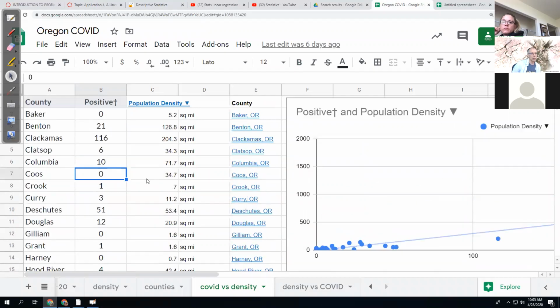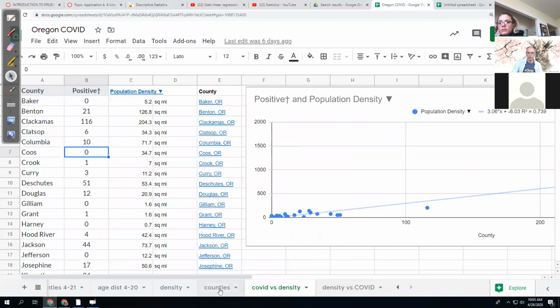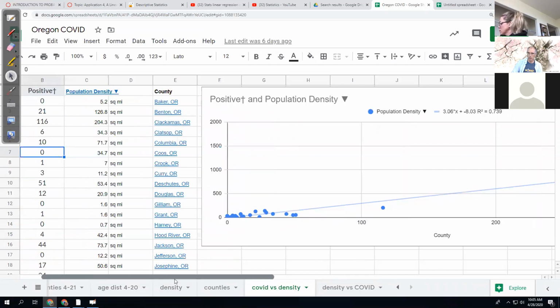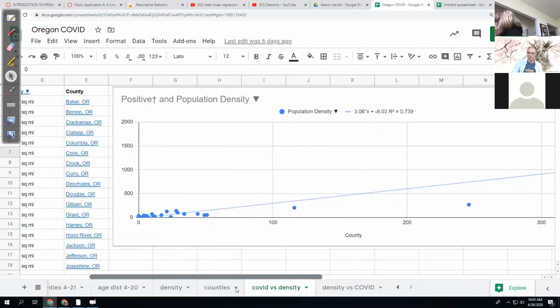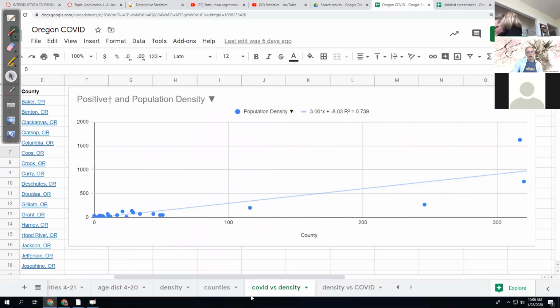So if you try to look at cases versus population, it's a mess. It looks like a swarm of bees. There's no correlation. But if you take a look at population density versus number of cases, then it turns out there is a correlation. So graphing that data over here, some of these densities are way out there compared to others. So there is a positive trend to this data.